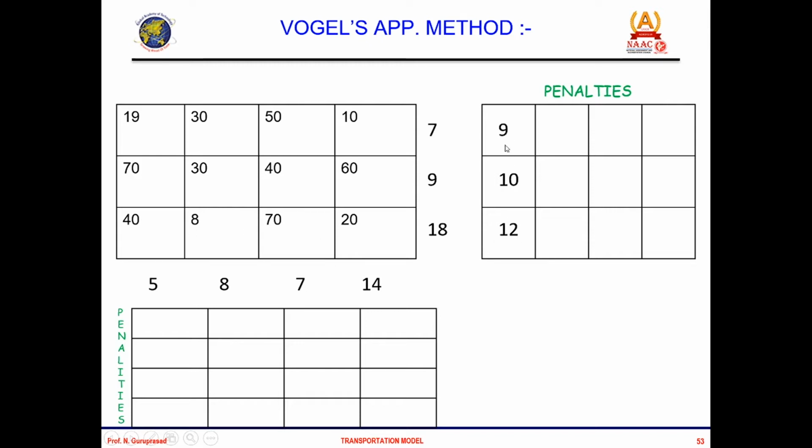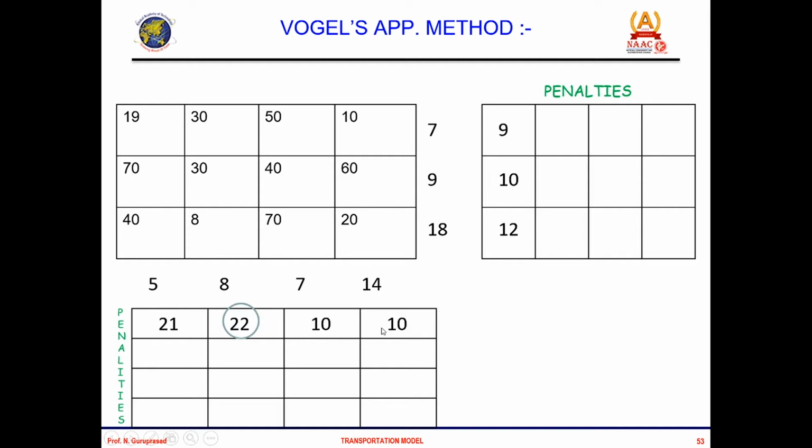So I have 3 penalties as far as rows are concerned. Now let me shift to the columns. When I look at the first column, the least is 19, the second least is 40, so the difference is 21. So I write 21 here. Then I go to the second column, least is 8, second least is 30, and the difference is 22. I write this 22. In the third column, it is the difference between 40 and 50, that is 10. And in the last column, it's the difference between 10 and 20, it is 10.